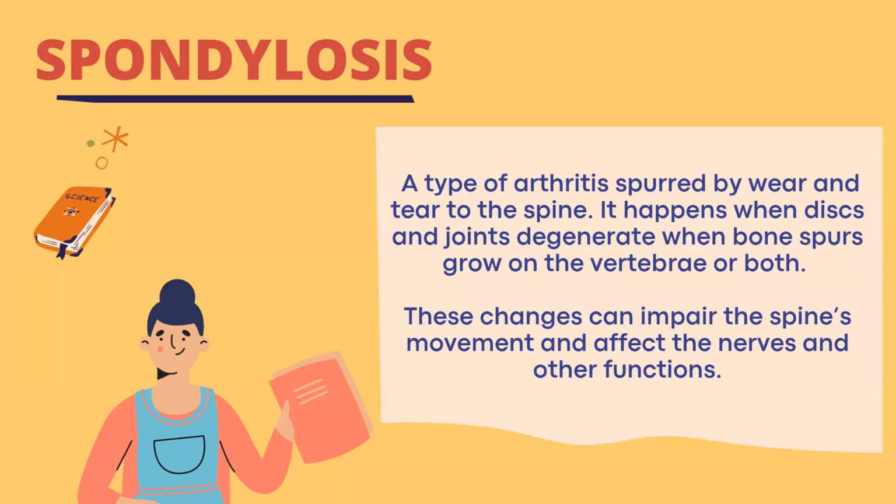Spondylosis is a type of arthritis caused by wear and tear to the spine, and it happens when the discs and joints degenerate, and when bony spurs grow on the vertebra or bone. And these changes can impair the spine's movement and affect the nerves and other functions.